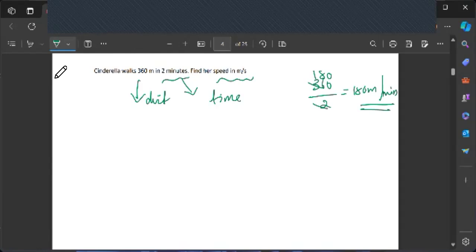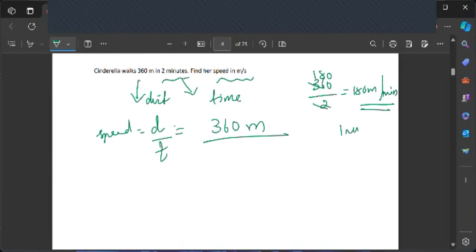See, what is speed equal to? It is distance upon time. Understand this. So what is distance? 360 meters. Fine. Now what is time? Time is given in minutes. And you know, 1 minute is how many seconds? 60 seconds. Because I've asked you the speed in meters per second. That is the standard, right? The standard way of representing is kilometers per hour or meters per second.